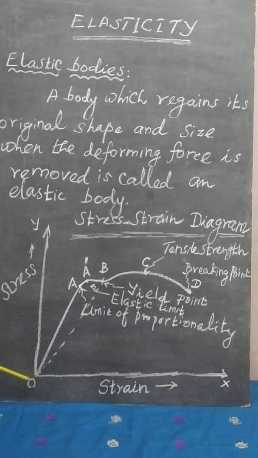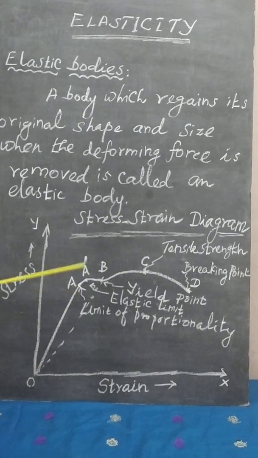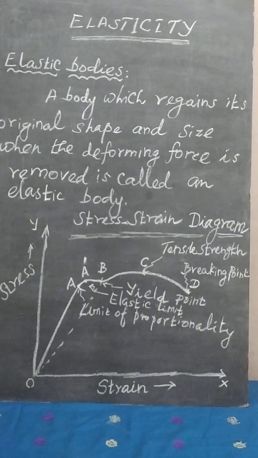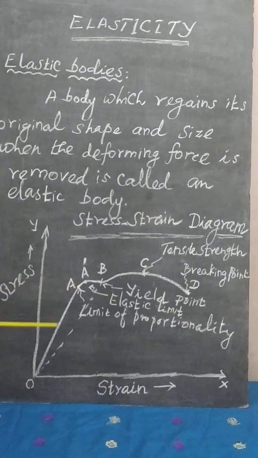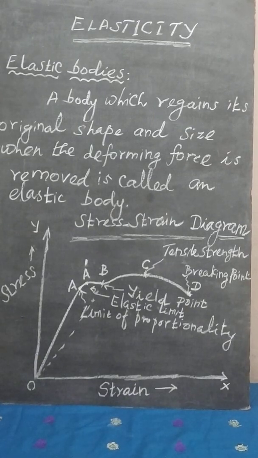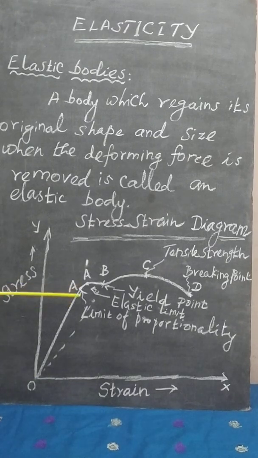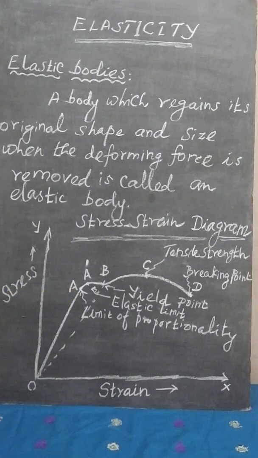The starting point, the origin, is nothing but O. From O, the curve increases steadily as shown in the figure. It is a straight line, or anyway it increases, with the stress increasing with respect to the strain. Stress is directly proportional to strain. That means from the point O to the point A, the elastic material obeys Hooke's law. What is Hooke's law? Within the elastic limit, the stress is directly proportional to strain.